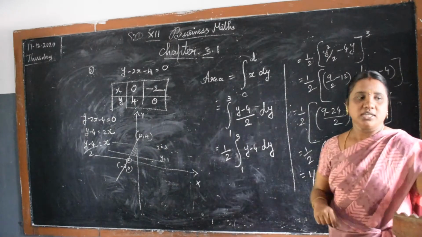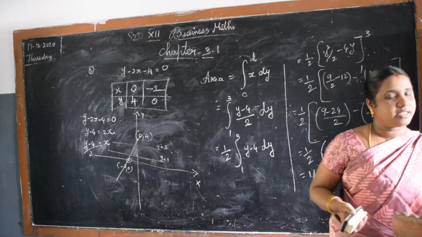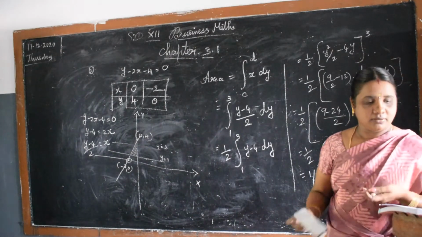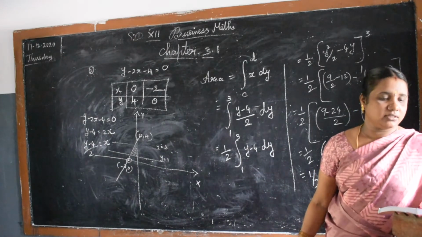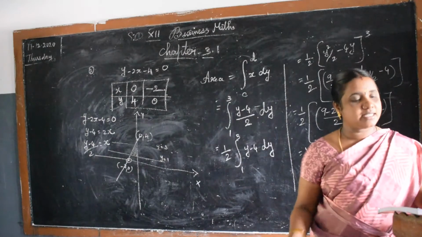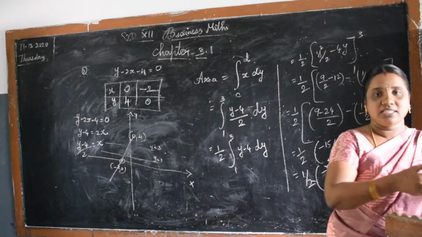Have you understood? Next is the third problem, which you have to do by yourself. See the question. Find the area bounded by the parabola y square equal to 4ax and its latus rectum. Third question. See, I answer 2.